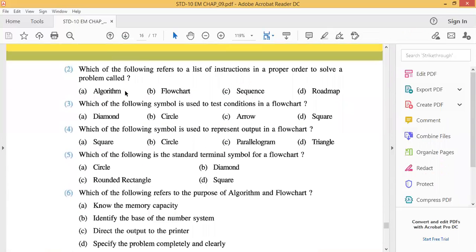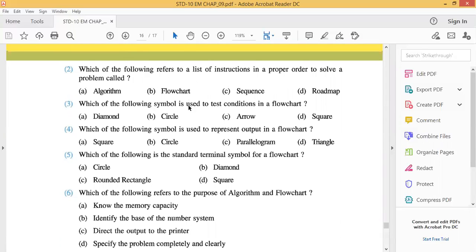Which of the following refers to a list of instructions in proper order to solve the problem? Proper instructions. When the list of instructions comes, algorithm will be the answer. So you must check what the proper question is and which one refers to a list of instructions in proper order to solve a problem.